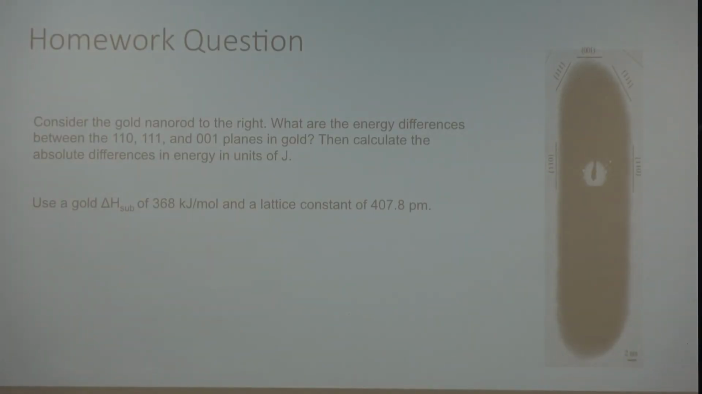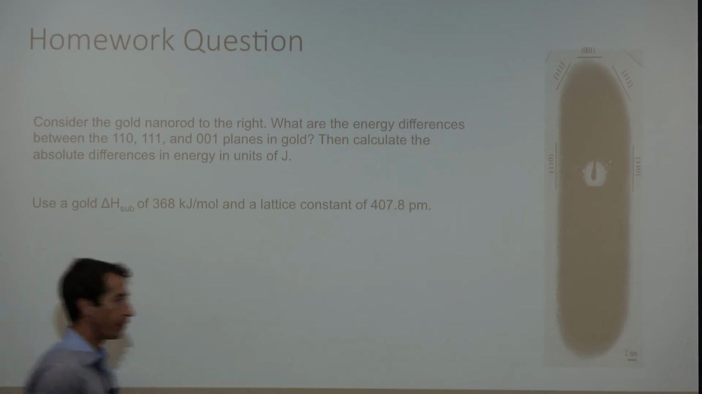So this will definitely be a homework question. Consider the gold nanorod to the right. What are the energy differences between these different planes, okay? That part should be in per mole, right? You can just calculate that in kilojoules per mole, okay? Then I said calculate the absolute differences in energy in units of joules. So how would you do that? Using this data.